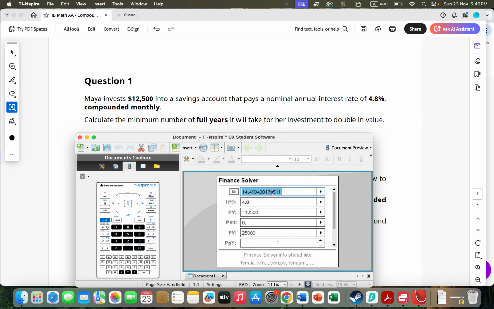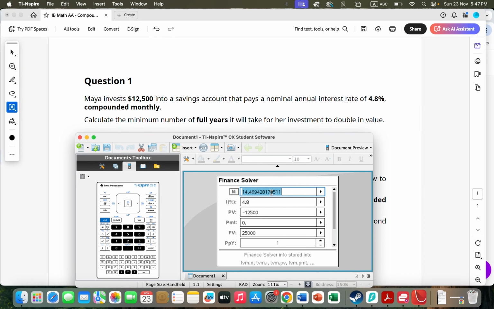All you need to do is just press enter, and you're going to get the number of years that this investment is going to double in value, which is obviously going to be 15 years. We're not going to take decimals because the question asks for full years. 14 years is a bit too little because it hasn't reached 14.46, so 15 years would be the correct answer.